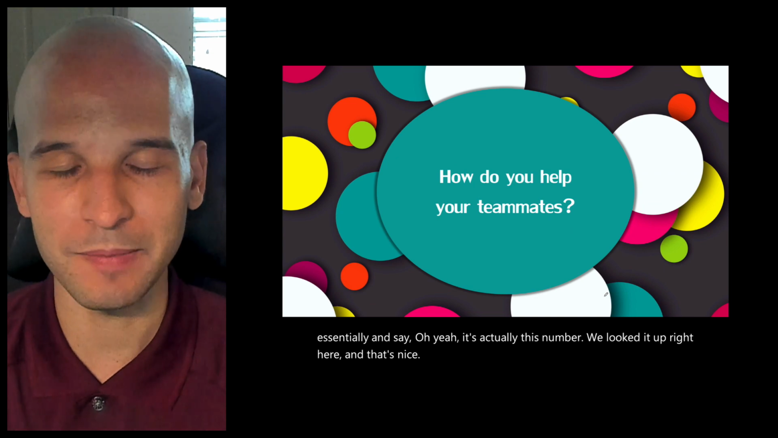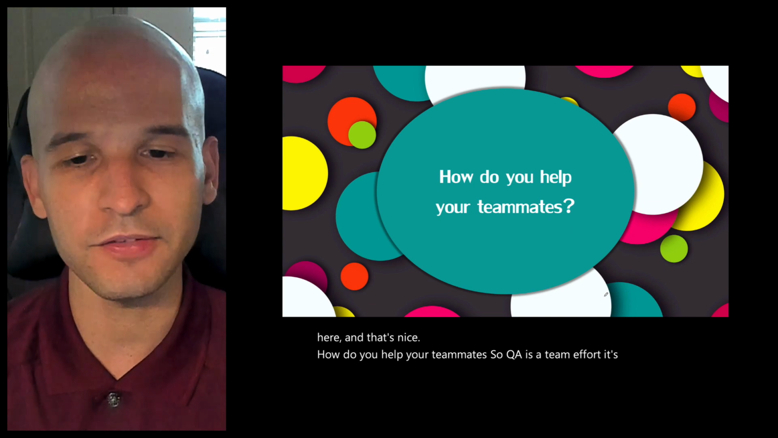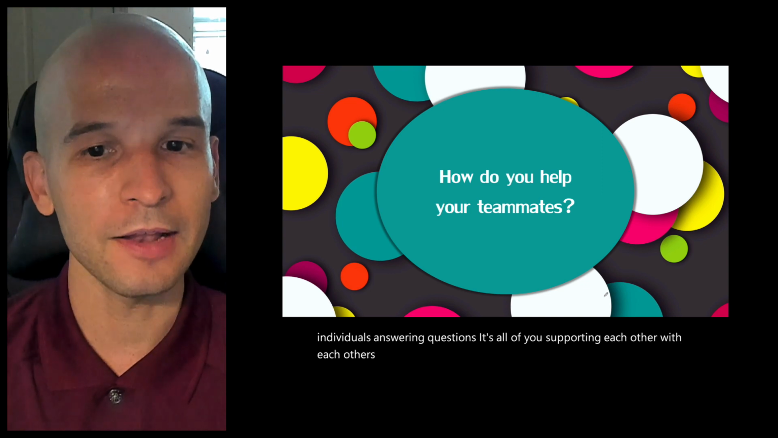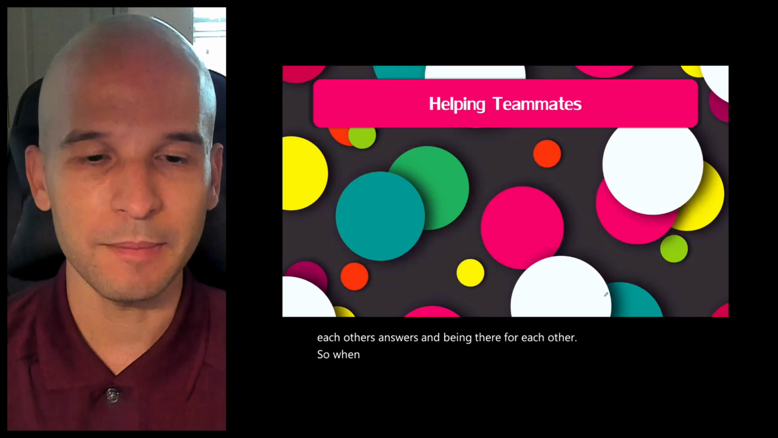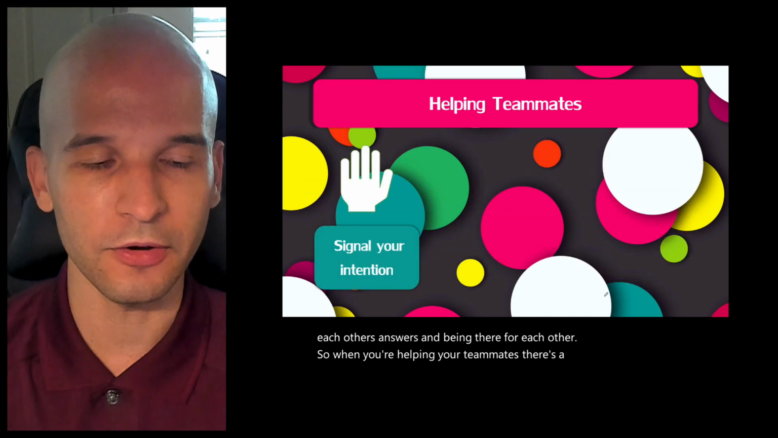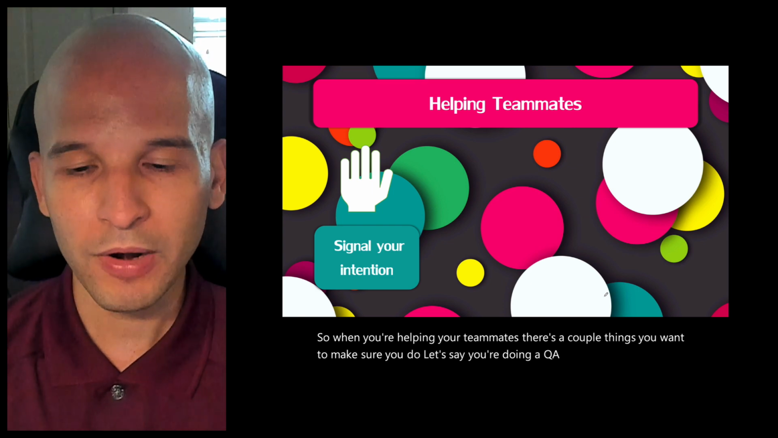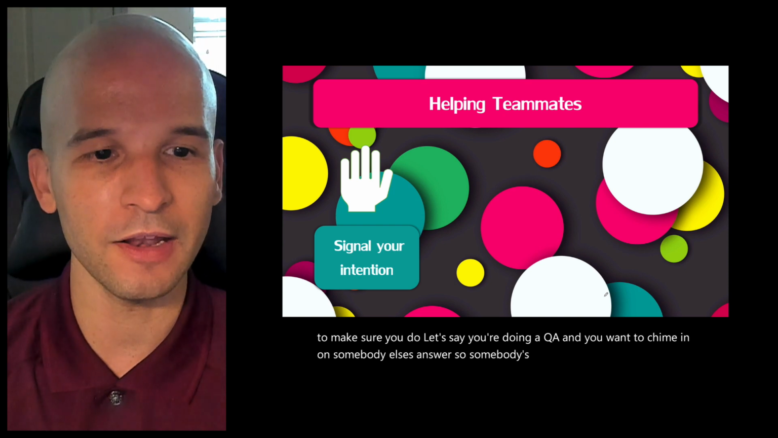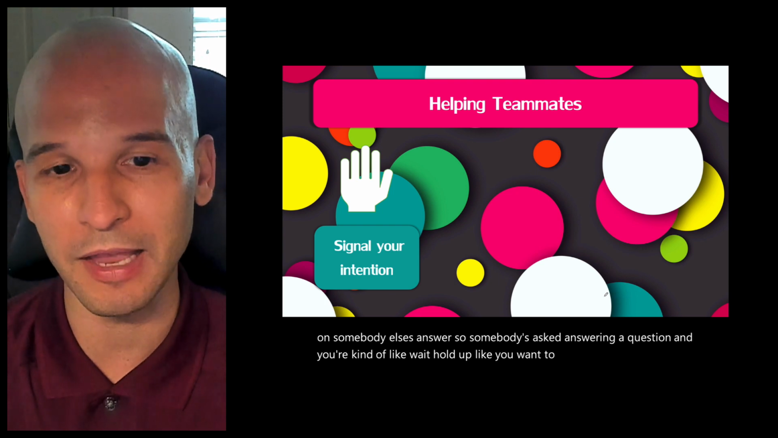Now, how do you help your teammates? So Q&A is a team effort. It's not five individuals answering questions. It's all of you supporting each other with each other's answers and being there for each other. So when you're helping your teammates, there's a couple things you want to make sure you do. Let's say you're doing a Q&A and you want to chime in on somebody else's answer. So somebody's answering a question and you're kind of like, wait, hold up. Like, you know, you want to say something or you want to chime in.